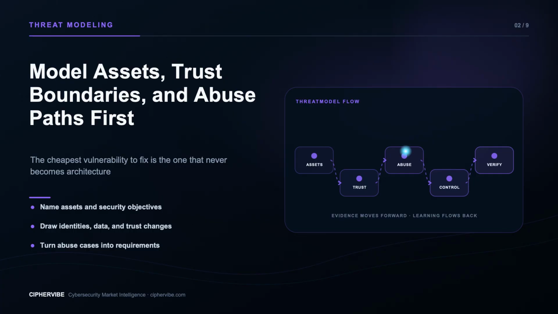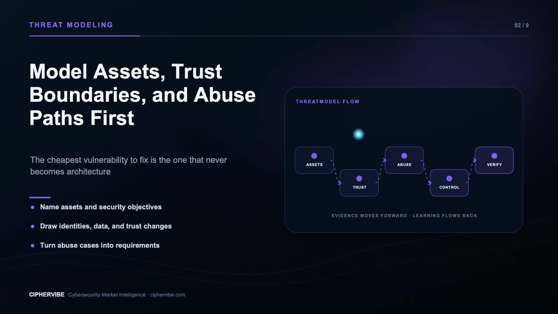Now ask how each security objective can fail. Can one tenant access another tenant's object? Can a user trigger an administrative workflow? Can untrusted input cross into a command, query, template, or deserializer? Can the server fetch an attacker-selected destination? What happens when a dependency, signing key, or identity provider is unavailable or compromised?